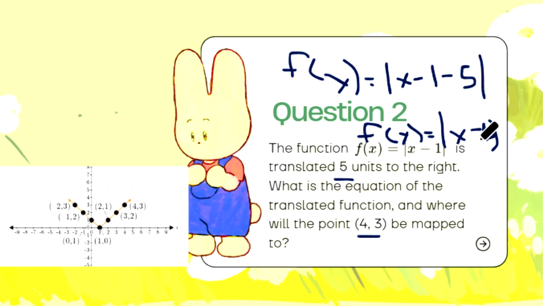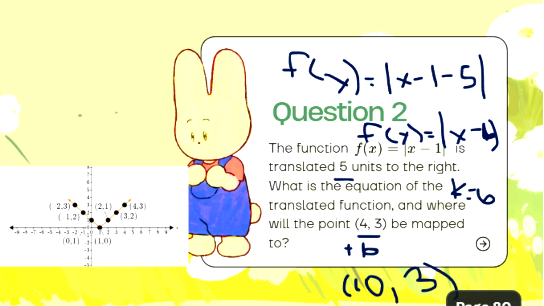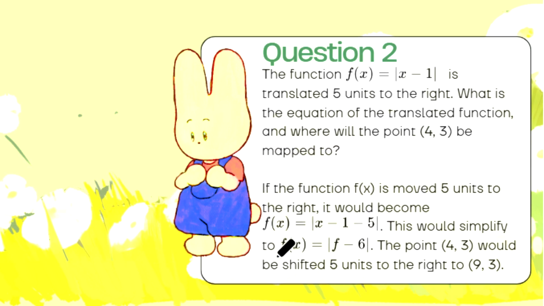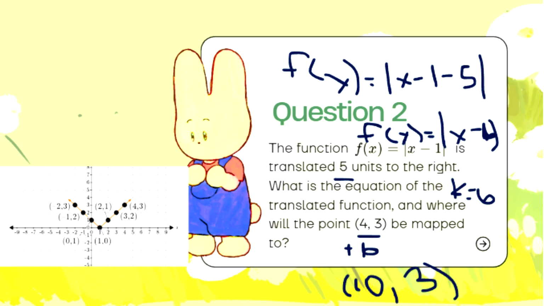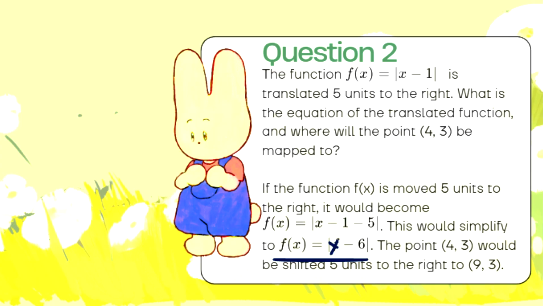Okay, if we have negative 6, that means we're moving to the right. That means that our k value is a positive 6. So we actually have 4 plus 6, which is going to give us 10, 3 for our new point. Okay, and you can see here, this should be x, not f. I apologize. And it says it's 9, 3. Is that what I got? I got 10, 3. I think that's probably a typo.